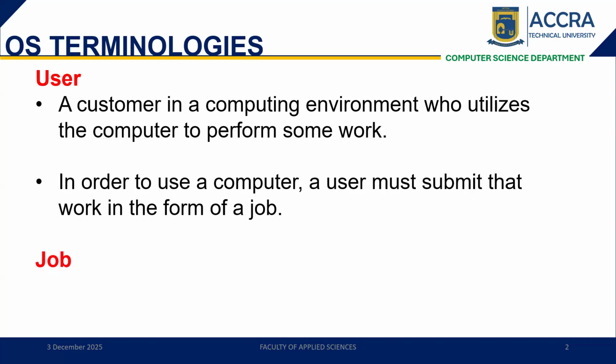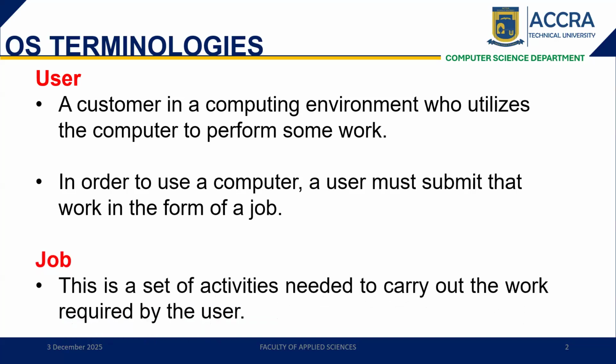And that is it. Now, what is a job? So relate the two. There's a job that has to be done, and then there's a user. That is it. And the user is the one who has to submit a certain work to the computer. And that work is a job that the computer has to do. The job looks at a set of activities needed to be carried out by a particular user. So certain things have to be done.